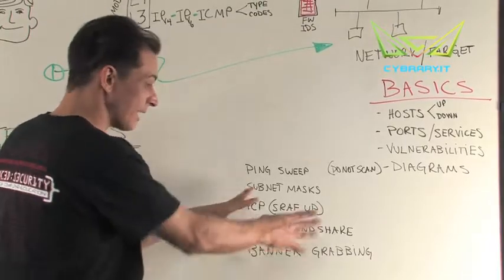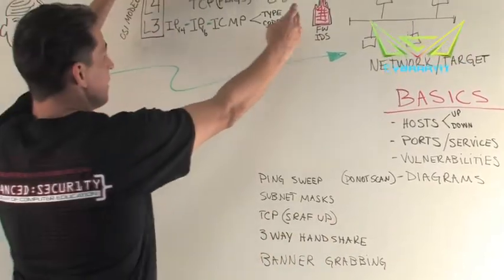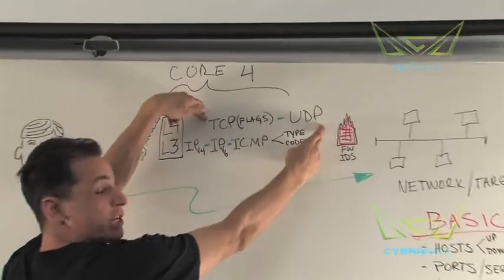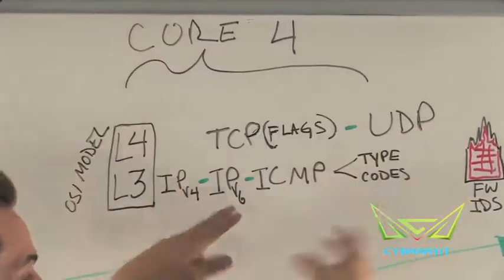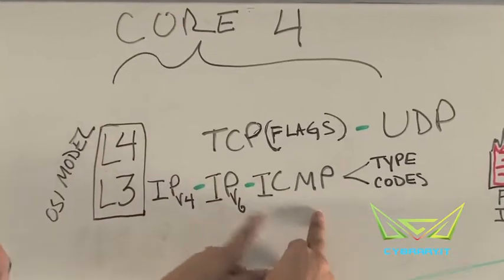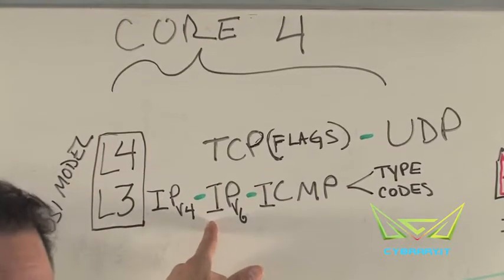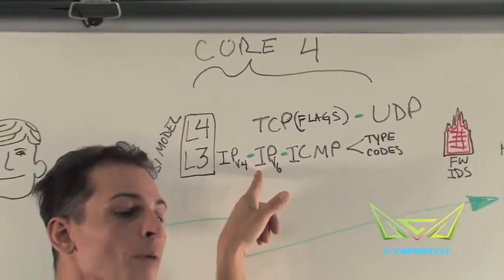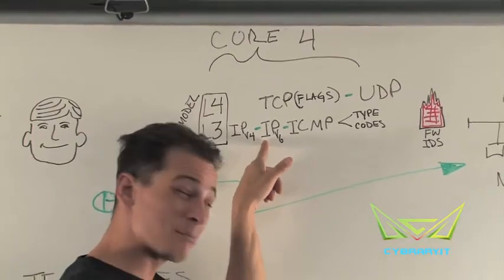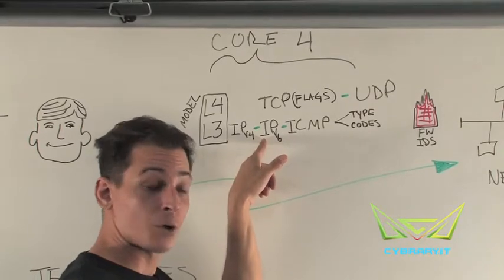Okay, so if we stop right there and zoom back up, layer 4, TCP and UDP, TCP has flags, UDP does not. And then the flip side of that is ICMP or IP. This is where we do our ping sweeps. So it's one thing knowing what tool or technique you're using, and it's another thing to know what protocol is in play. So don't forget those. Keep those at the forefront of your mind when you're going through this.